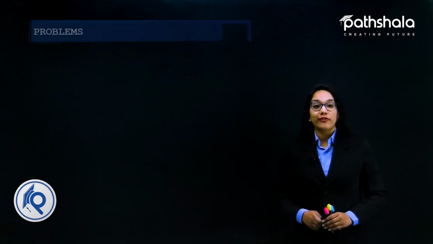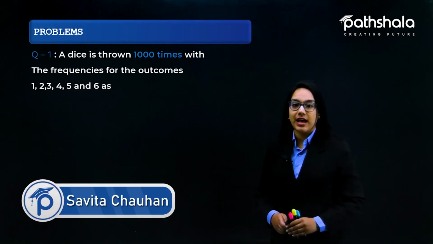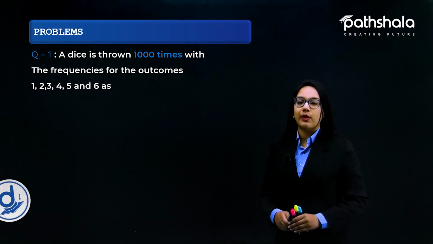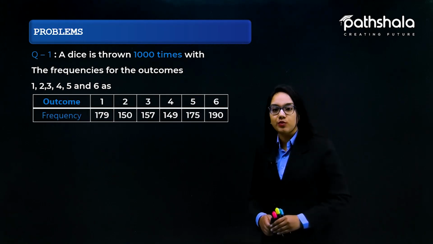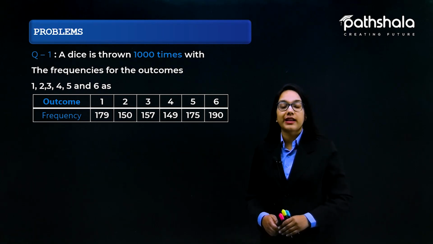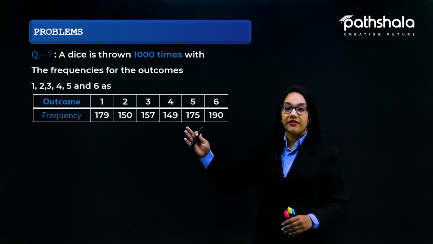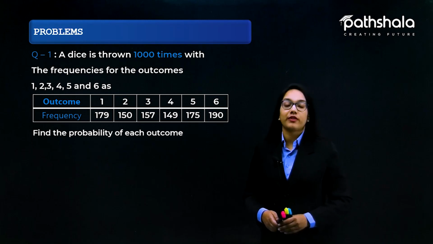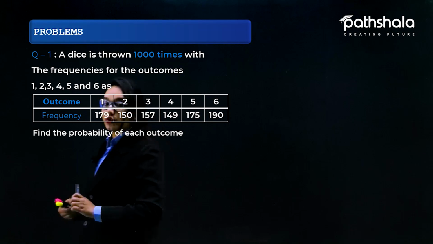So let's just move on further towards the problems, and problem number 1 says that a dice is thrown 1000 times with the frequencies for the outcomes 1, 2, 3, 4, 5, 6 as given here. As you can see, the 1 showed up 179 times, 2 is 150, 3 is 157, 149, 175 and 190. The question says find the probability of each outcome. So let's start the solution for this one.